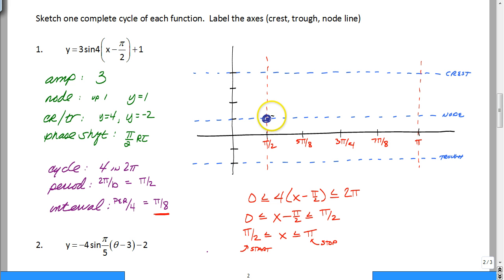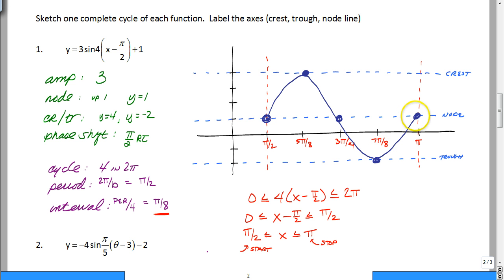And sine starts by going up till you get to the top at your crest. And then you're going to come back down and hit your node. Then you're going to go down and hit your trough. And then you're going to come back and hit the node. So you're never allowed to go from the crest all the way to the trough without stopping at the node line first.